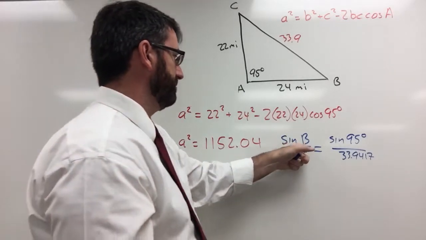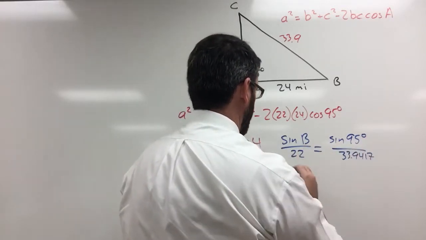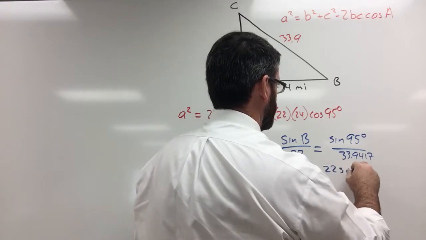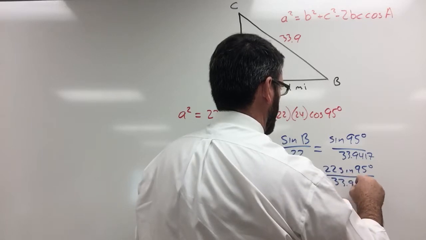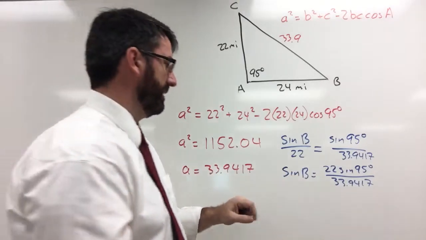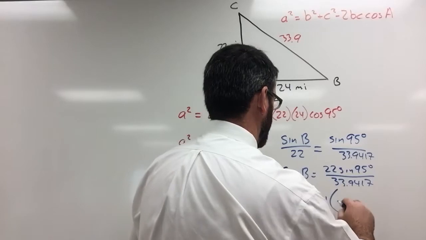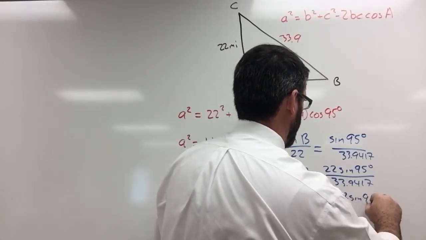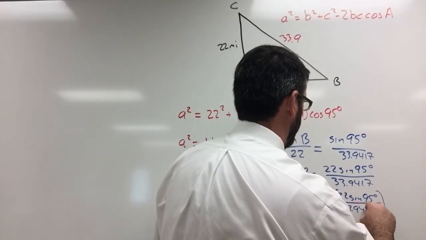Okay, so now to get B by itself, we first need to multiply both sides by 22 to get rid of this fraction. So we get sine of B is equal to 22 times the sine of 95 degrees divided by 33.9417. And then to get B by itself, we're going to take the inverse sine of both sides. So we get B is equal to the inverse sine of 22 sine of 95 degrees divided by 33.9417.